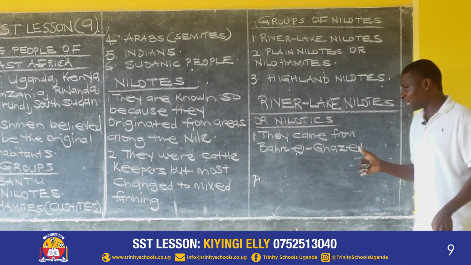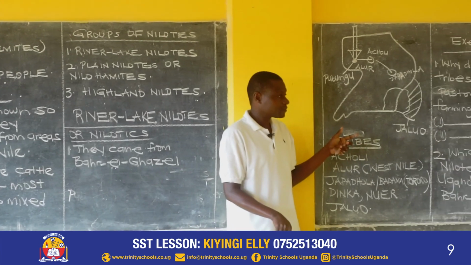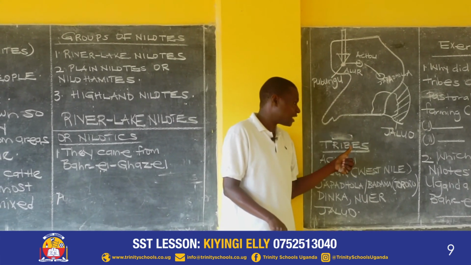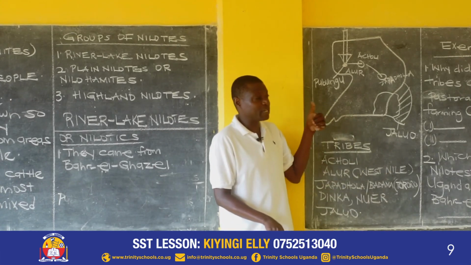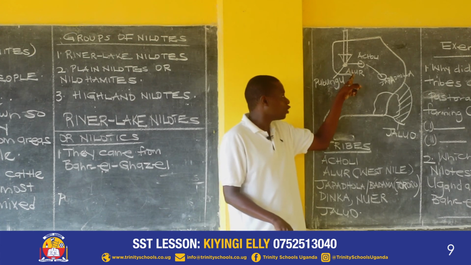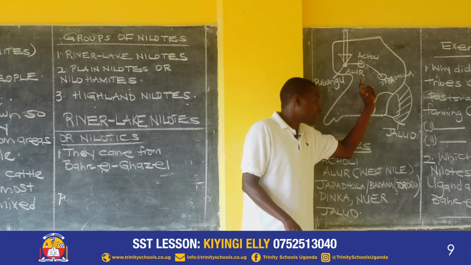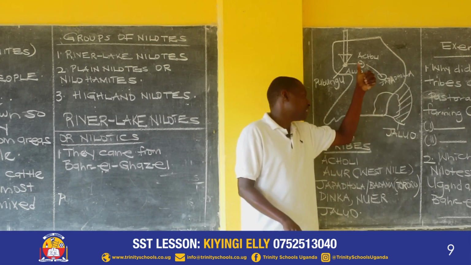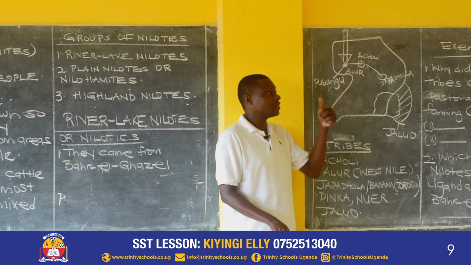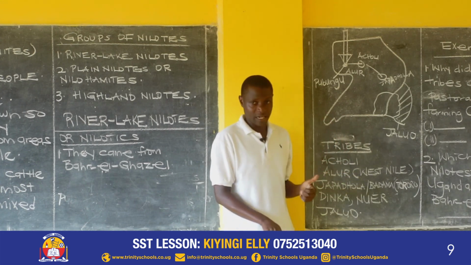The river lake are the ones in Uganda who came from Bahel Gazelle in Sudan, settled at Pubungu in West Nile, separated because of Gipiri and Labongo's problems. And which tribes are those? The Alur in West Nile, the Acholi, the Japadola or Badama in Tororo, the Jaluo of Kenya around Lake Victoria, the Dinka of South Sudan, the Nuer. That is the river lake Nilotes.